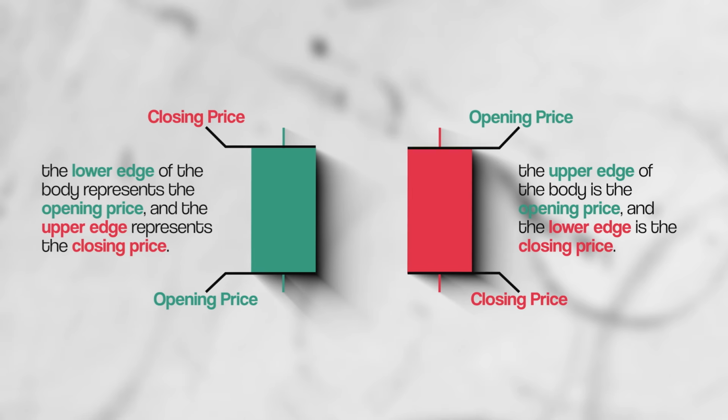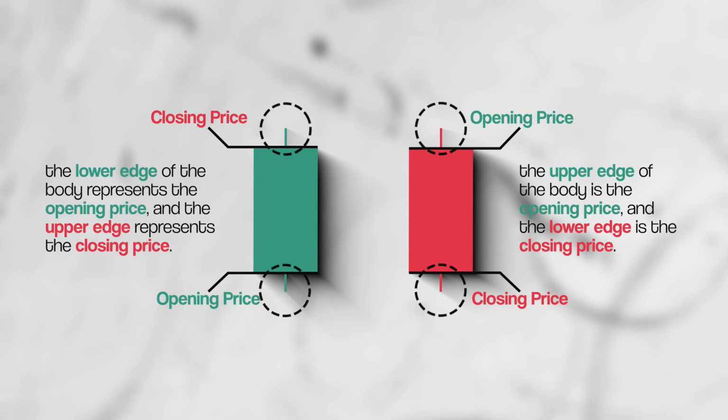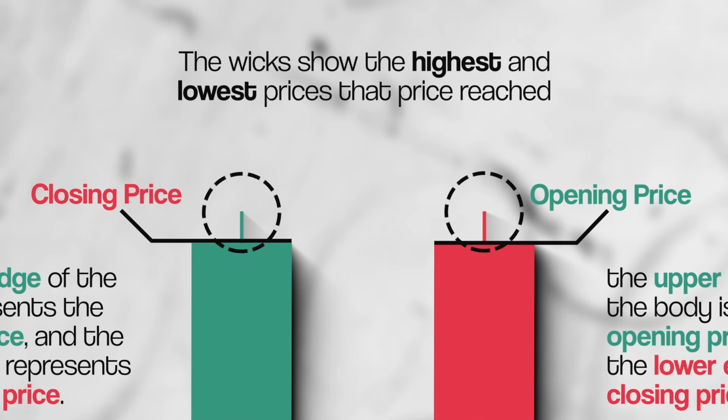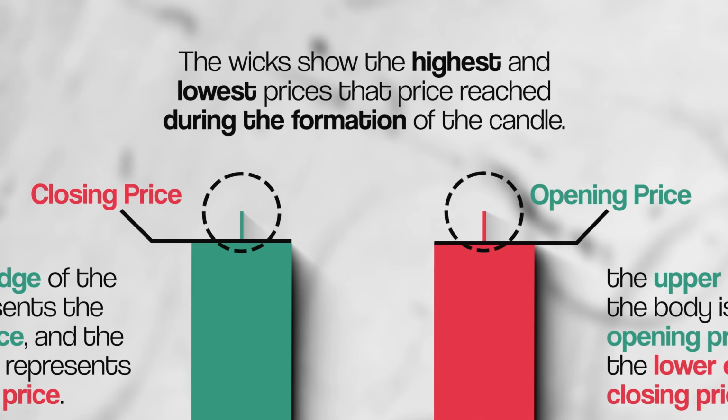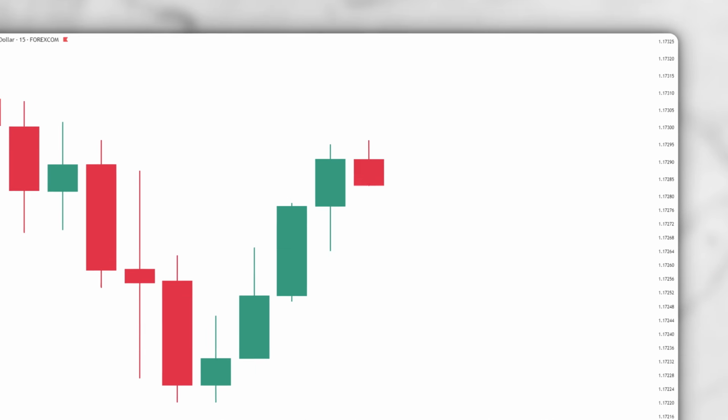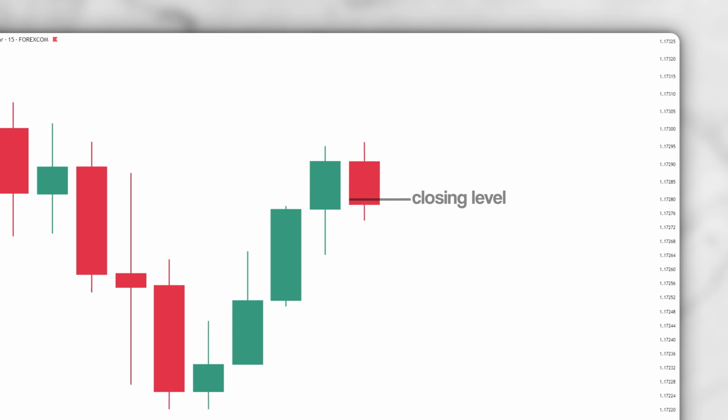Now, if the candle body is clear, what do the wicks actually represent? The wicks show the highest and lowest prices that price reached during the formation of the candle. In this case, during those 15 minutes. For example, we can see that price moved lower than the closing level, but by the time the candle closed, price pushed back up. That movement is what creates the wick on the chart.